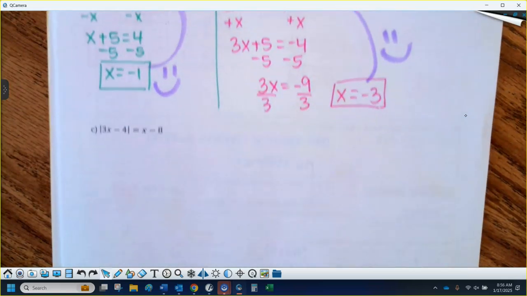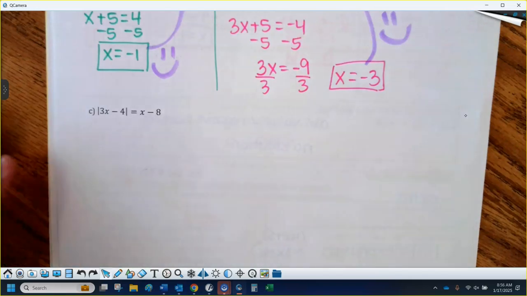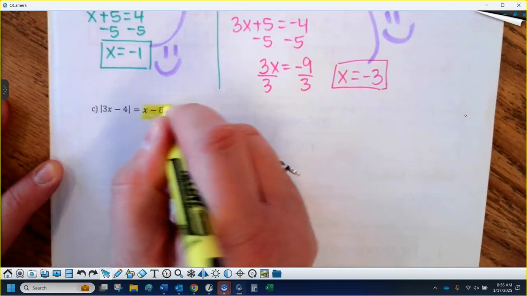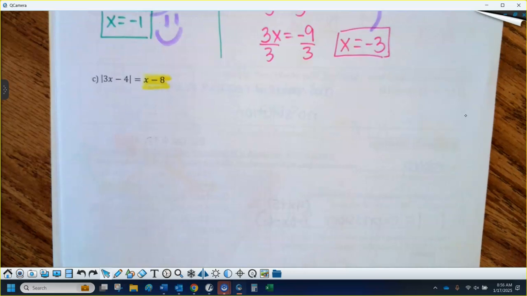The only time you have to check is if you have something with an x that your absolute value is equal to. None of the questions on the front would I have had to check, because they were just equal to a number. Okay, we're going to try one more. And last one, this is an expression, so absolute value cannot be equal to a negative number, so we've got to check our answers here.